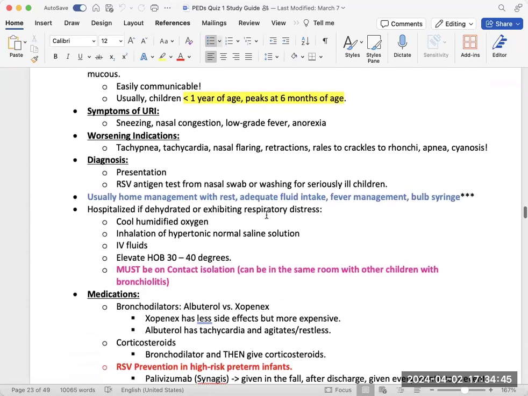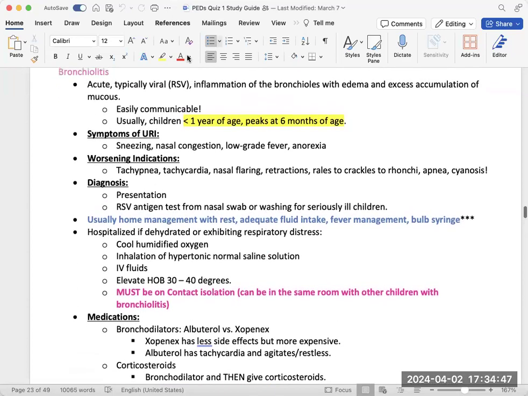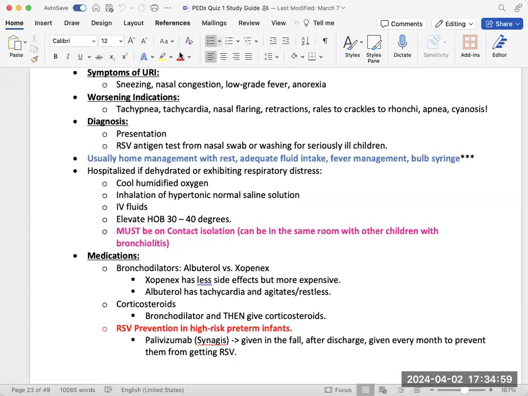months of age. The symptoms are usually similar to an upper respiratory infection, like sneezing, nasal congestion, a low-grade fever, anorexia. But worsening indications would be tachypnea, tachycardia, nasal flaring, retraction, rales to crackles to rhonchi, apnea, sinus, any of those things that doesn't seem like a regular upper respiratory infection would indicate the condition's worsening.